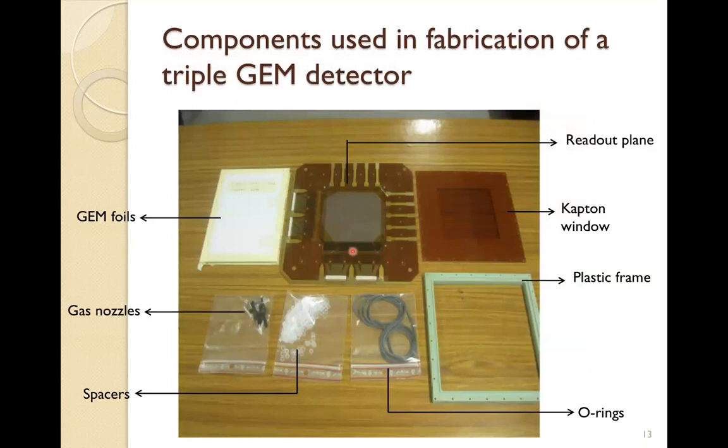chambers. So this is the readout plane. This will be kept at the bottom. These are the Kapton windows. We will show how we put these things. This is the plastic frame to make the gas chamber. These are O-rings. This is a very important component.